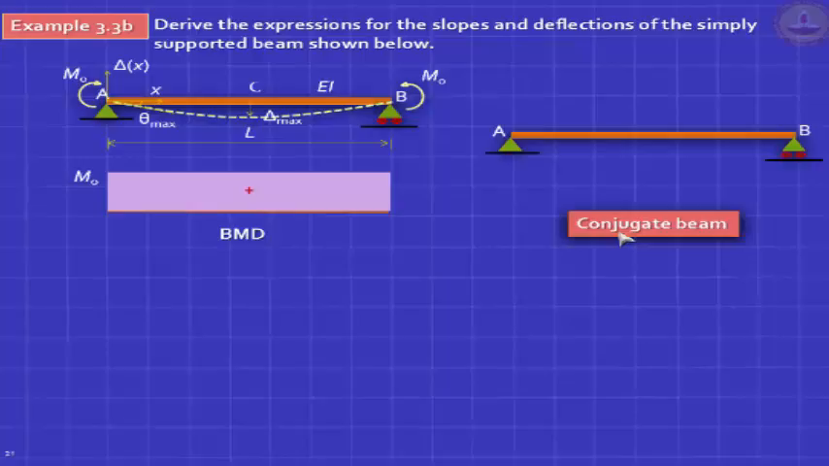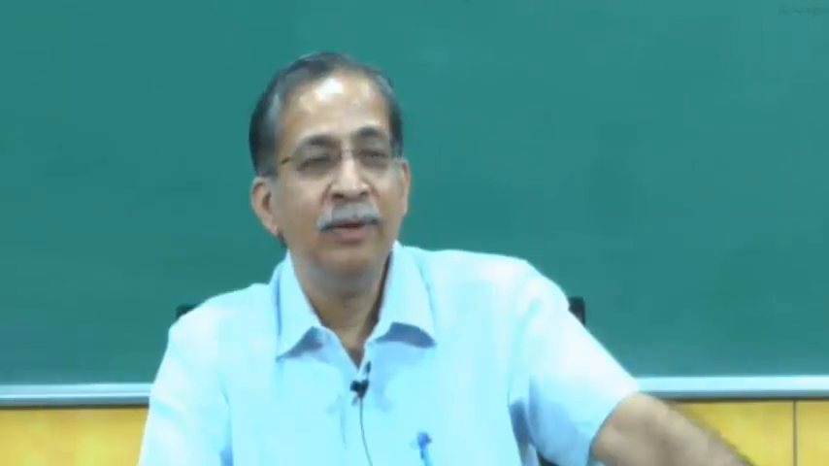This is my conjugate beam. On the conjugate beam, I put my curvature diagram, positive. Now I give you 2 minutes to give me an expression for delta and theta. That's a break. I'll come back in 2 minutes. Give me the answer.